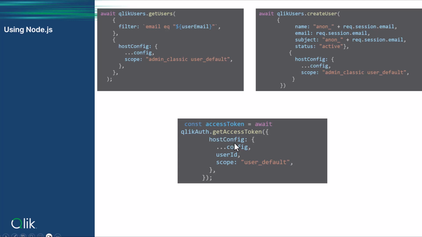The access token call is not using the Qlik users import here. We are using qlikOAuth, the other one we imported from the library. Again, it uses the predefined config value, and then it uses the user ID, either returned from the get user call if we found a user there, or from the create user call if the user was not found. Then we say that the scope for this should only be user default, because we don't want to give this access to do admin tasks in the tenant, of course.